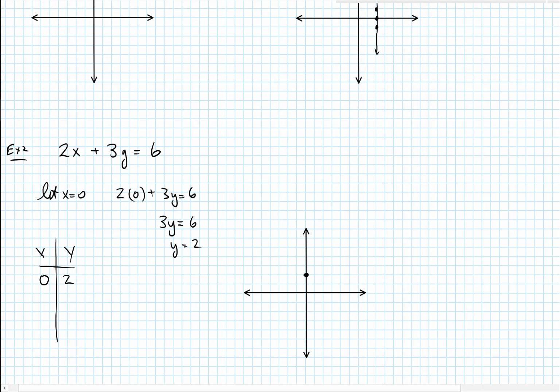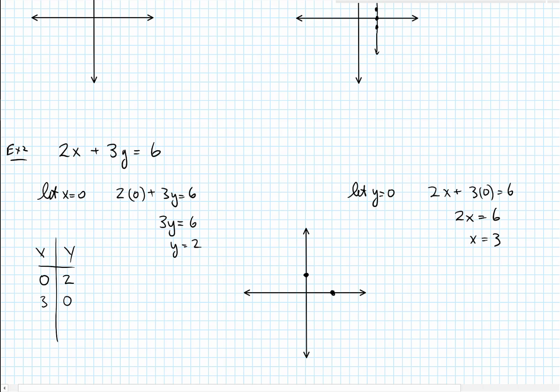Now, what if we do the same, but this time for y? What if we let y equal to 0? So if we let y equal to 0, we have 2x plus 3 times 0 equal to 6. 3 times 0 is just 0, so this simplifies to 2x equal to 6, and that simplifies to x equal to 3. So that gives us our second point and our second row of our t-table. So we have (3, 0). And where is that? Well, that's 3 units to the right of the origin.